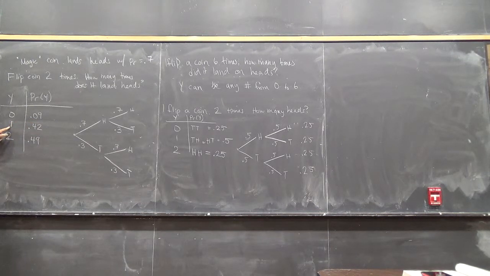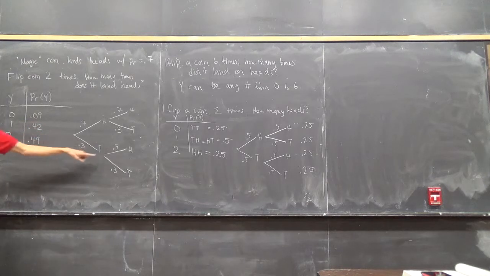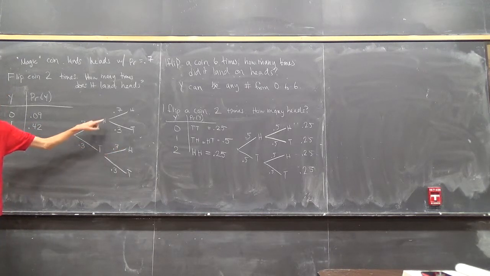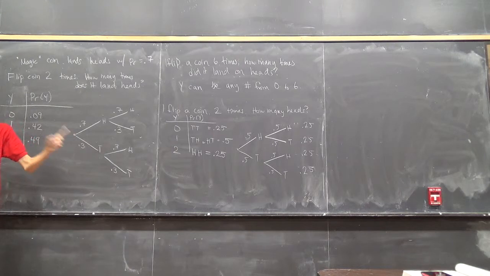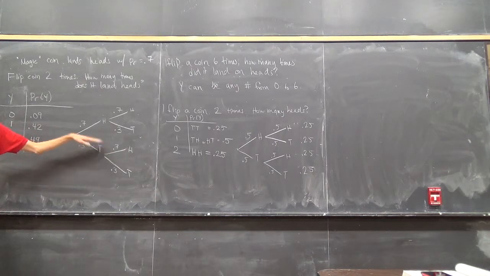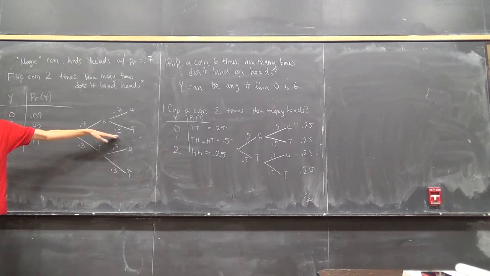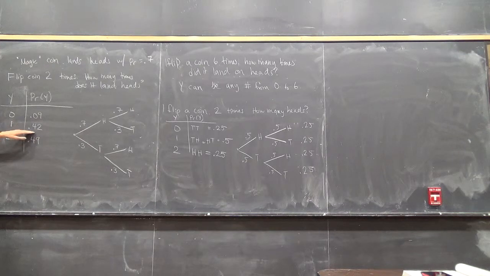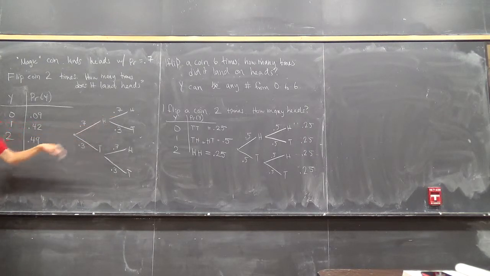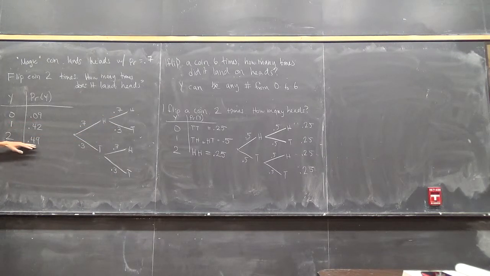For me to end up with 1 head after 2 flips, that could happen in one of 2 ways. It could go tails, heads, or heads, tails. Either of those outcomes would give me 1 head at the end of 2 coin flips. This happens with probability 0.21, and this happens with probability 0.21 for a total probability of 0.42. I do the same thing for getting 2 heads, 0.7 times 0.7, and I get 0.49.